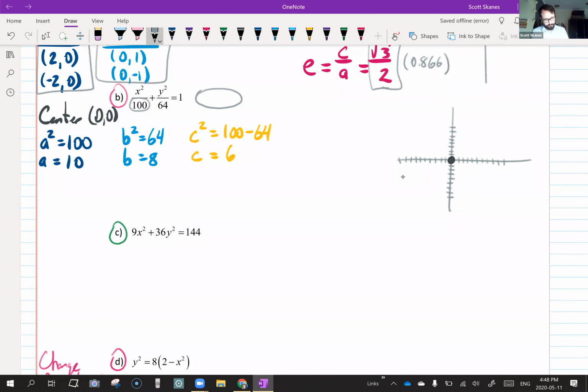And now, for the fun part, those are my vertices. This is my co-vertices. And my foci, which will be left and right by 6, finally a reasonable number for foci. I'll go left and right by 6: 1, 2, 3, 4, 5, 6. Those are my foci. I didn't need to write them down, but I asked for them, so why not sketch them? And now let me see if I can cheat.